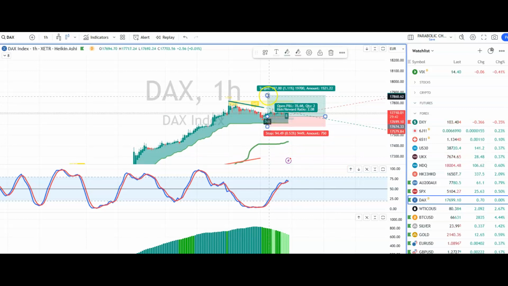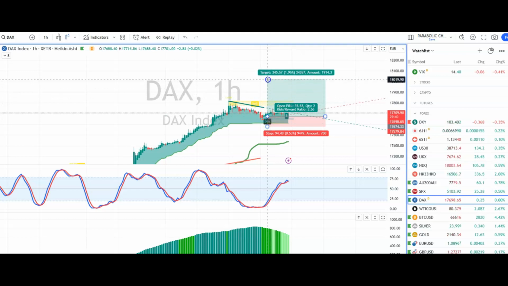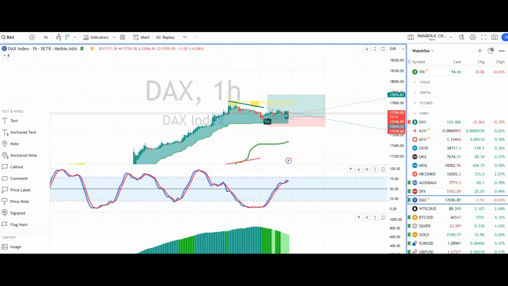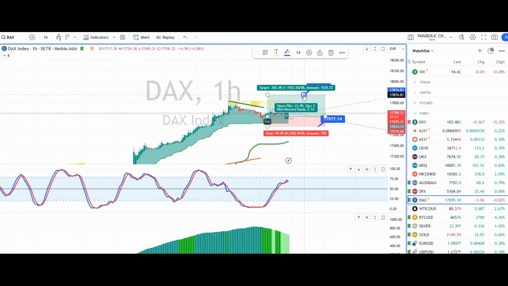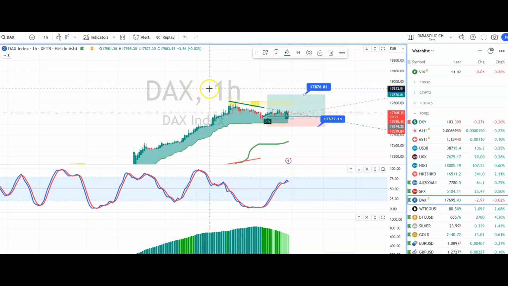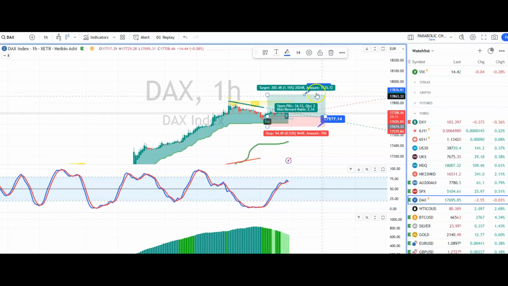Our stop is there, and we go for 2, 2, 1. There. Okay, so you can say your stop is going to be 17,577 and your target's going to be 17,876. All right, so that's going to give you a nice 200 points profit. Just an idea. Look out for that.